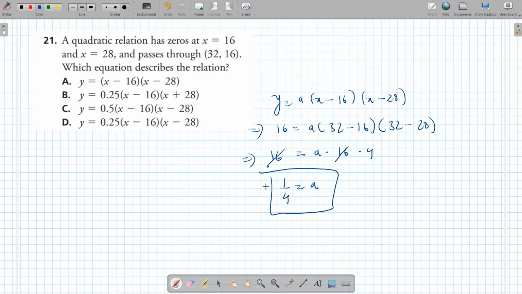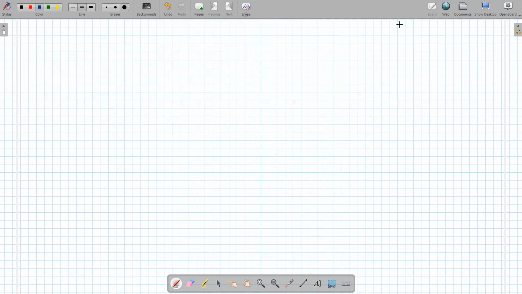So which option is right here? A is D, 1 over 4. Yeah, it's going to be D. And that's it, easy.